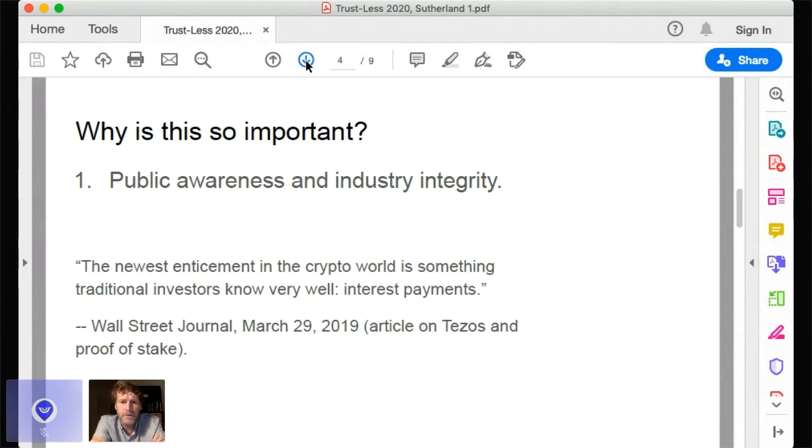And I've just put a quote here from a Wall Street Journal article to indicate that this really is a challenge, because no less than the Wall Street Journal has written about, in a very misleading way, using the term interest when referring, in particular in this case, to the Tezos protocol and the system of delegation and so on. So this is to illustrate that this is a real concern. So that's point number one.